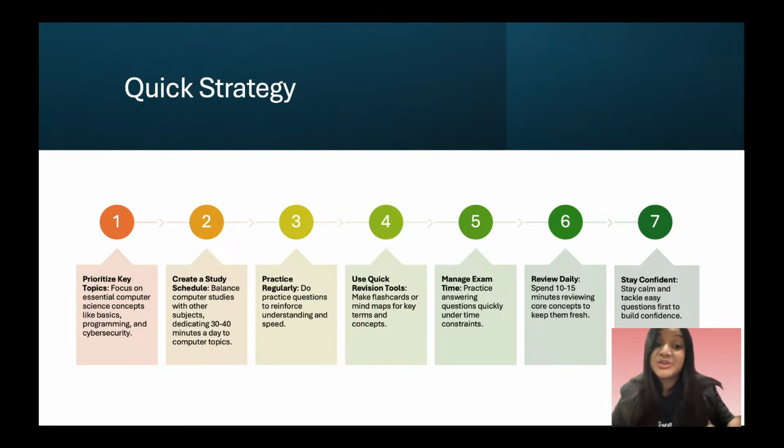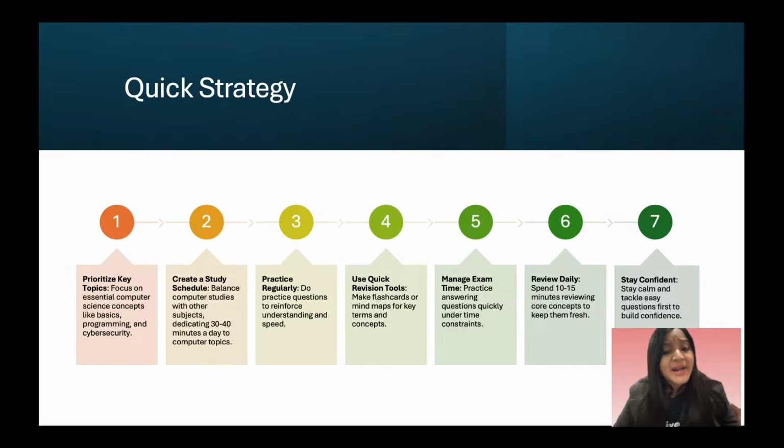You can't skip the topics. Second strategy is create a study schedule. You need to follow a routine for studying. So you need to balance the computer science with the other subjects. You have to dedicate at least, let's say, 30 to 40 minutes per day to some computer topics. Third strategy is practice regularly.